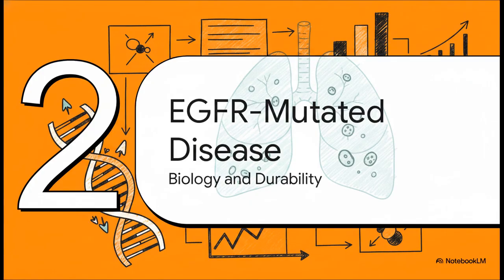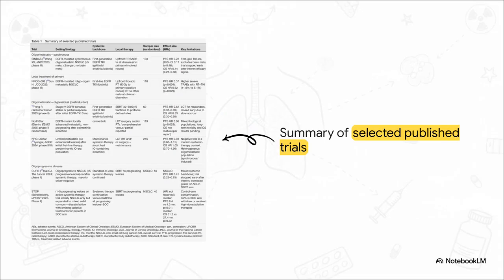Moving right along to Section 2, EGFR mutated disease, focusing on biology and durability. When we dive into the published trial data for EGFR-mutated patients, the case for local consolidative therapy is incredibly compelling. Take the SINDAS trial, giving upfront SABR to all sites alongside first-generation TKIs, literally improved overall survival from 17.4 months to 25.5 months. That is huge.